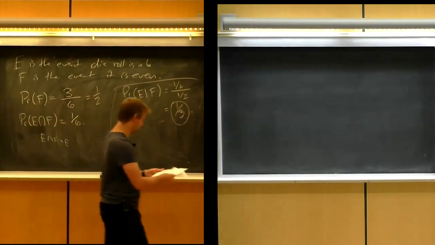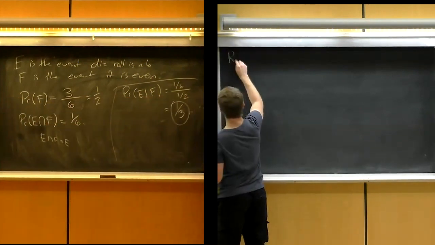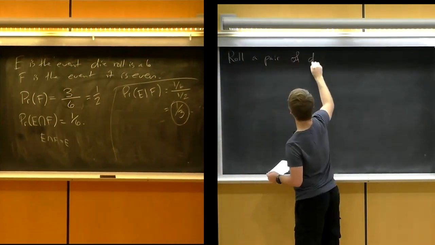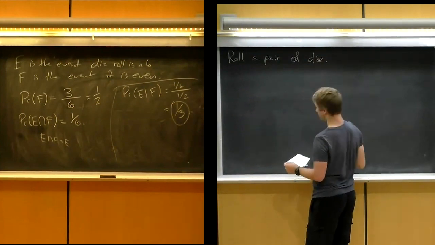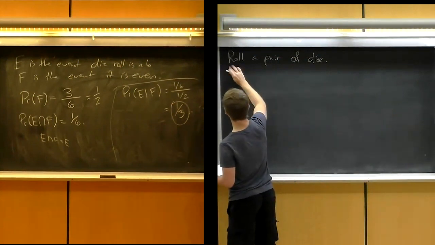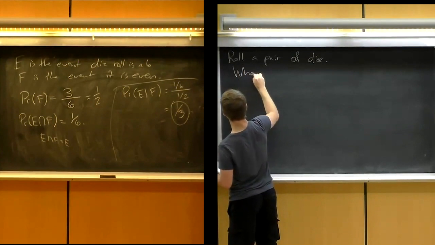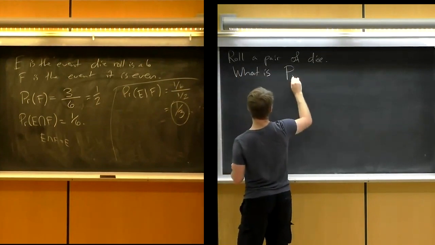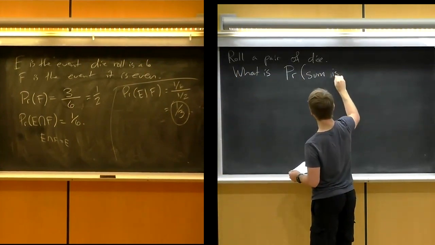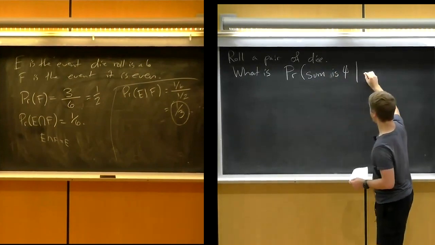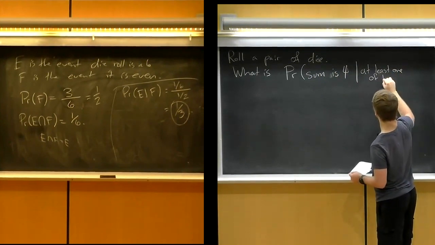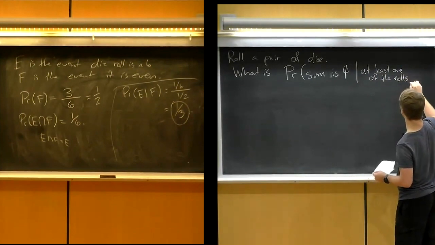Okay. So let's do an example. Suppose we're now rolling a pair of dice. What is the probability that the sum of the rolls is 4, given that at least one of the rolls is a 1?